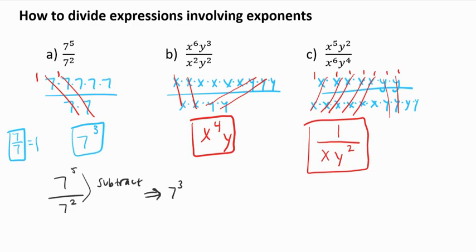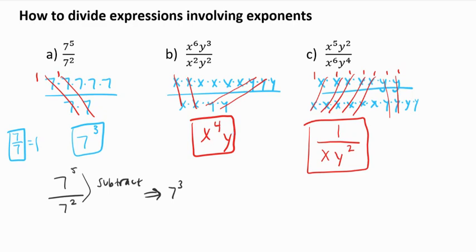And let's see if that checks out for B. So here I have 6 minus 2 is 4. That checks out. And then I have 3 minus 2 is 1. And I know there's no number here, but there's always an invisible 1 on exponents if they don't give you 1. So that works out.